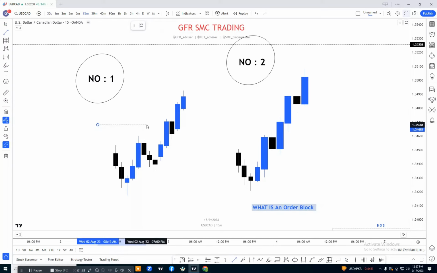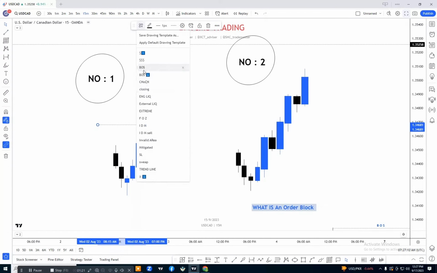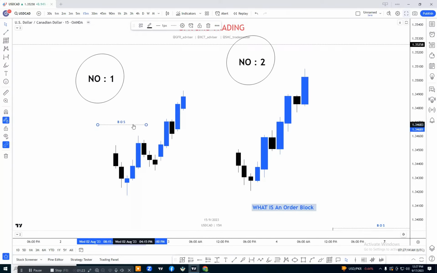Like this is our last breakout of structure here. After confirmation of breakout of structure, the last same candle will be considered as our order block. Then we will simply wait for the market to retest the same selling candle. Then we can take risk for buys at this point.